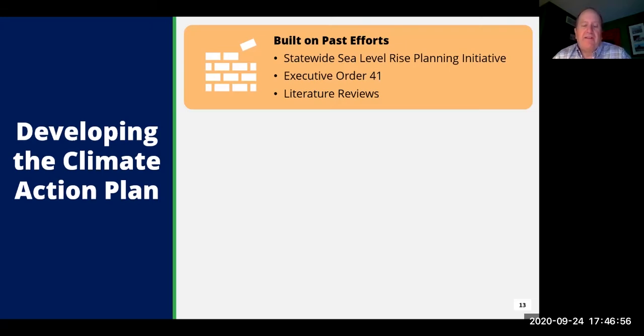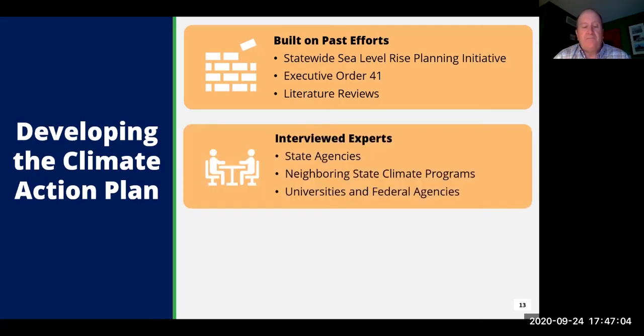Finally, we conducted a literature review of the climate action plans from other Mid-Atlantic and Northeast states to identify possible actions that were successful in those states. Our next step was interviewing the various agency experts to understand where they see climate change impacts and possible actions their agencies can take to address them. By conveying the information of the technical experts to agency leadership, we ensure that all proposed actions are viable and will address the needs of each agency and their stakeholders.